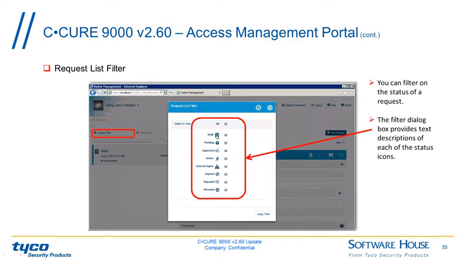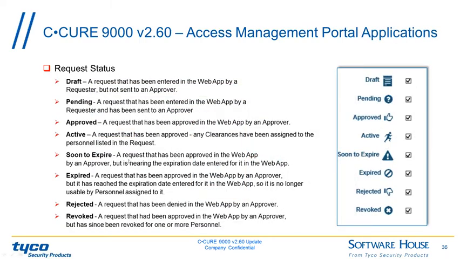Now that means that the requester has put in some of the information, but they haven't submitted it yet. They saved it, but they didn't submit it for approval. A pending request means a request that has been submitted for approval. Approved means approved. Active means that it's currently active and people are using it, and so on. Okay, so again, here are the various definitions. If something is soon to expire, it means it's been approved, but it's reaching an expiration date. If it has expired, that means it's no longer usable, but it could be renewed. Rejected means the approvers said thumbs down, no, you're not getting this. And revoked means that it was approved, but it has been revoked for one or more of the personnel.